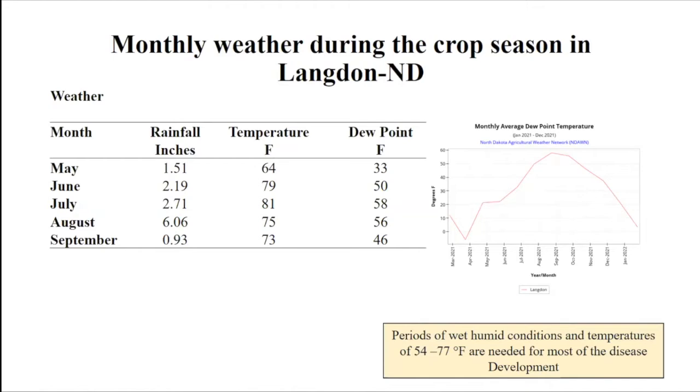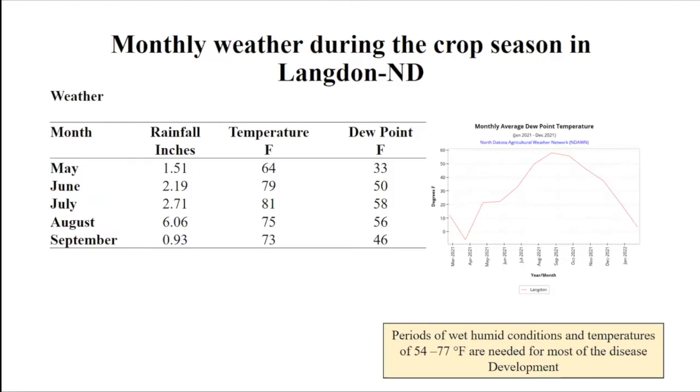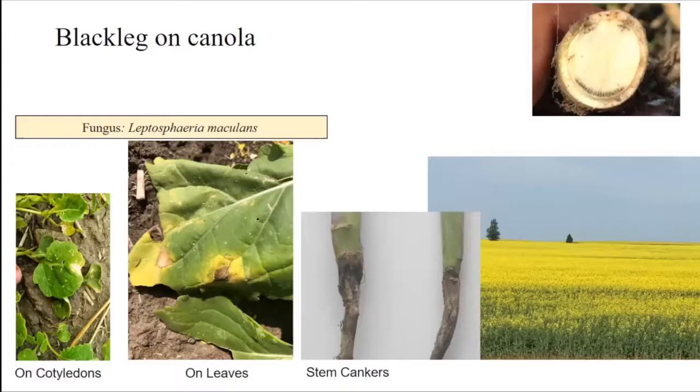Speaking of the major thing for last year, it was a dry year. The three months had very sparse rainfall. You can see May, June, July, which is the major part of our growing season for canola. It was dry and the temperatures were high. For any disease to develop, we consider dew point and relative humidity also. The dew point should be around 60 in those months for good disease development, but we haven't seen that in our areas.